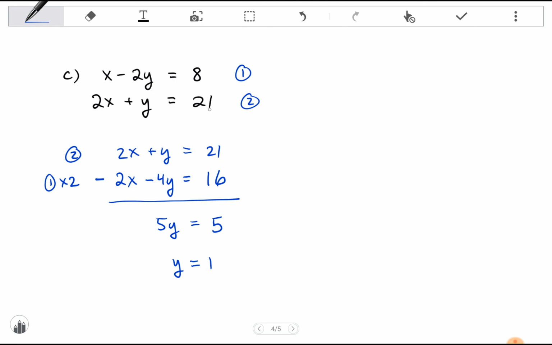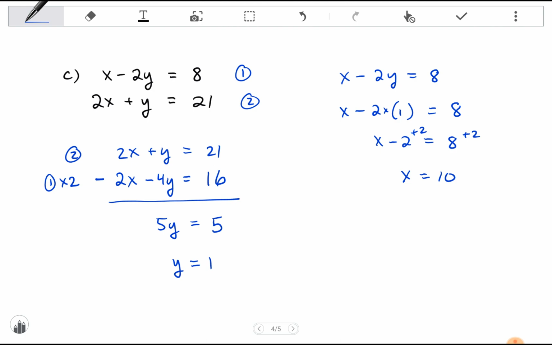And now we can choose if we want to put it into the first equation or the second equation. Either one will give us the solution for x. Let's put it into the first equation. So we've got x minus 2y equals 8, and we've decided that y equals 1. So we will substitute 1 in there. So we have x minus 2 times 1, so x minus 2 equals 8, so we'll add 2 on each side, so x equals 10.